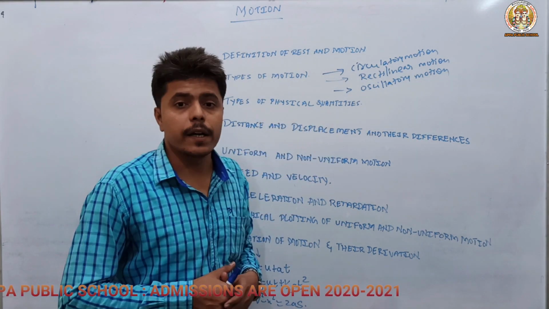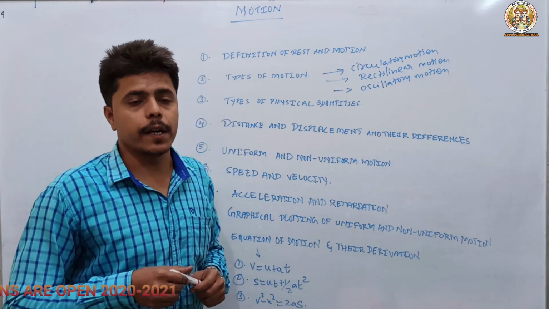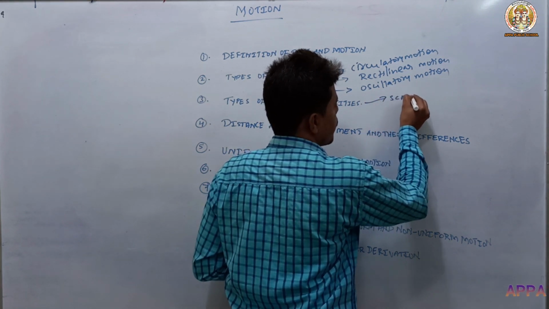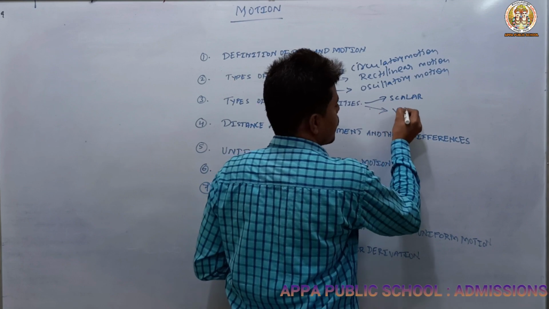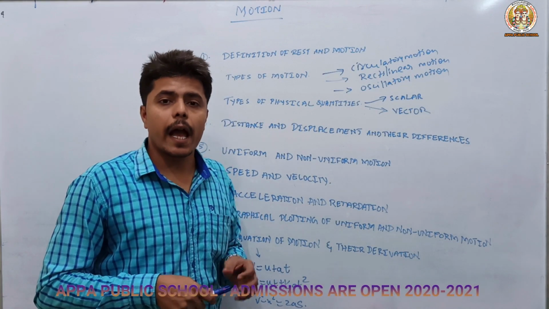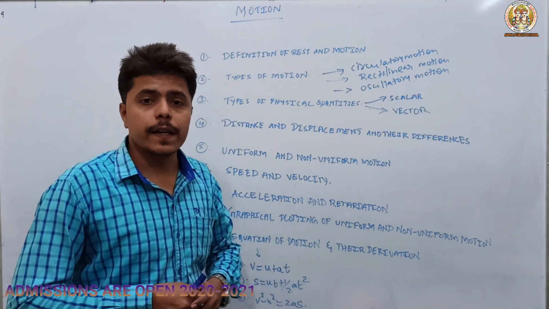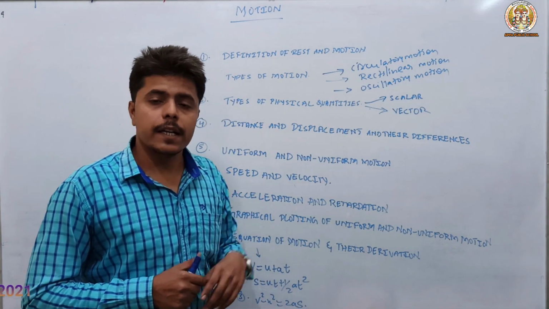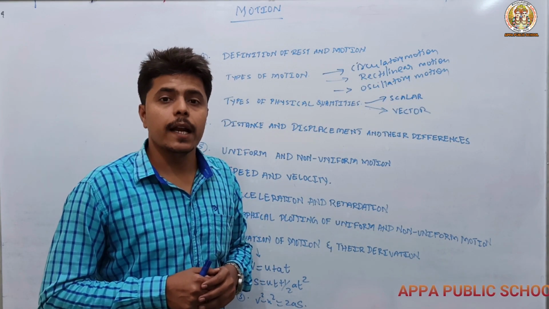Now, types of physical quantities. There are two types of physical quantities: scalar and vector. Scalar means the quantity having only magnitude but no direction. I repeat, scalar means the quantity having only magnitude but no direction, whereas a vector is the quantity having both magnitude and direction.